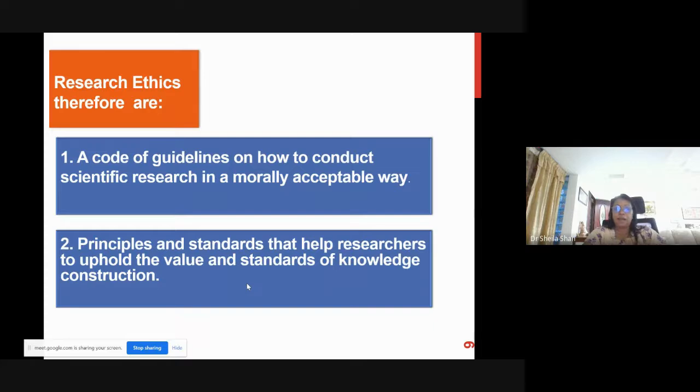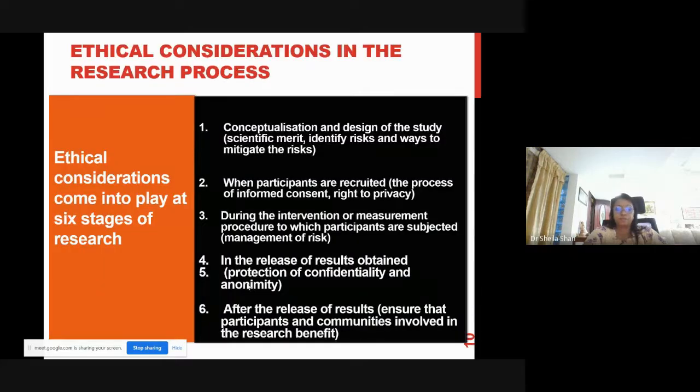All right. So what I can say about research ethics is a code of guidelines on how to conduct research in an accepted way. Morally, it is correct. It is principles and standards that help researchers uphold the values and standards of knowledge construction. So, ethical consideration in the research process. We have 6 stages of research. In this research, when you design the study, it must be ethical.